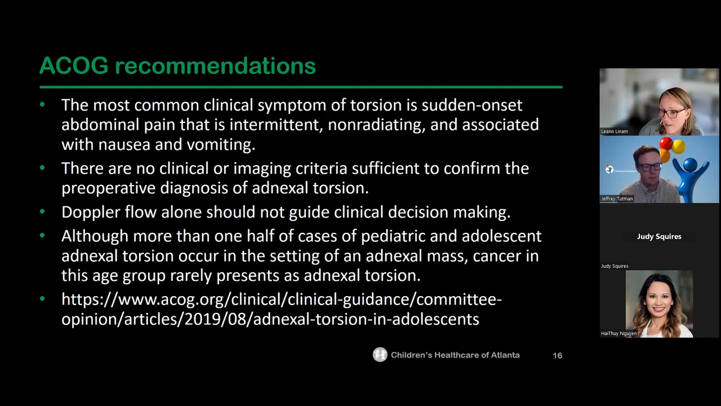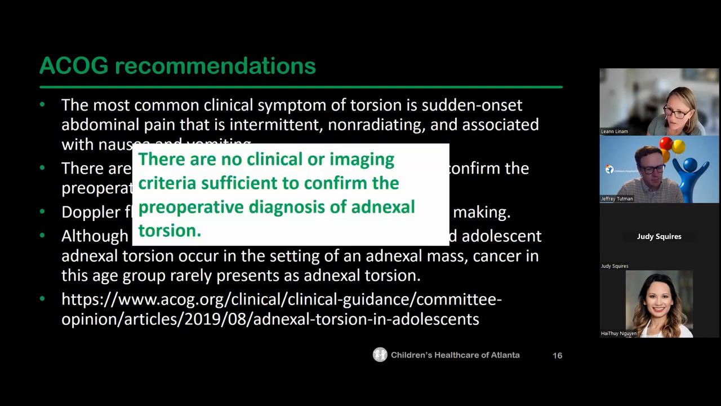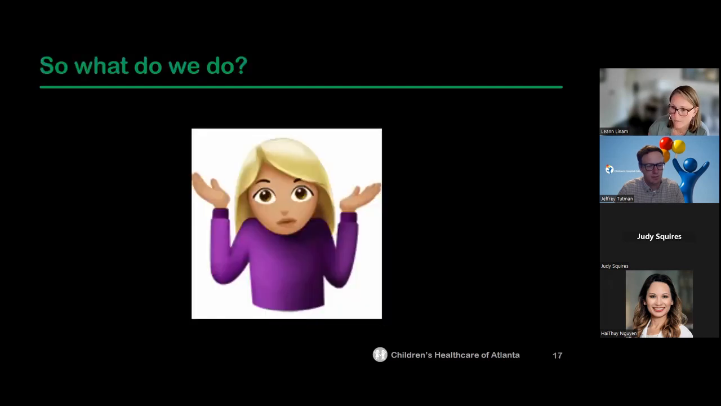And they say, although more than half of cases of pediatric and adolescent adnexal torsion occur in the setting of an adnexal mass, cancer rarely presents as torsion. So usually if it's torsed, it's a benign mass. But really, this slide is a lot of words and a lot of information, but what I wanted to point out is that according to ACOG, there are no clinical or imaging criteria sufficient to confirm the preoperative diagnosis of adnexal torsion. And I would qualify that by saying there's no single one that can be used alone.